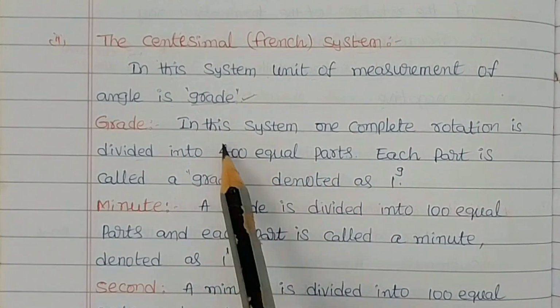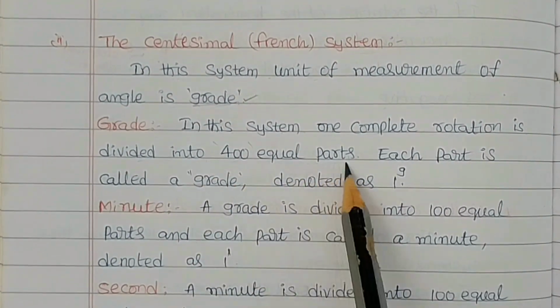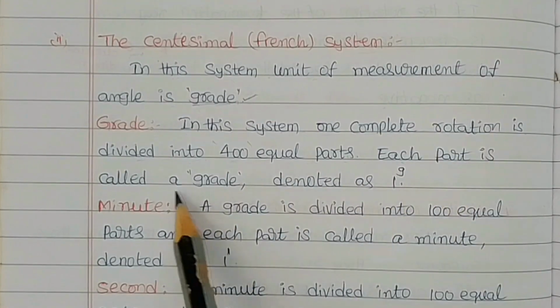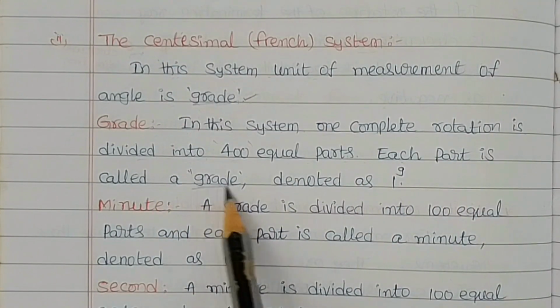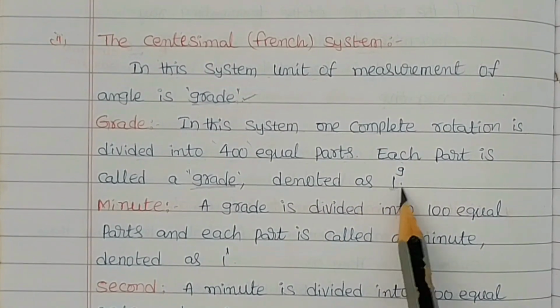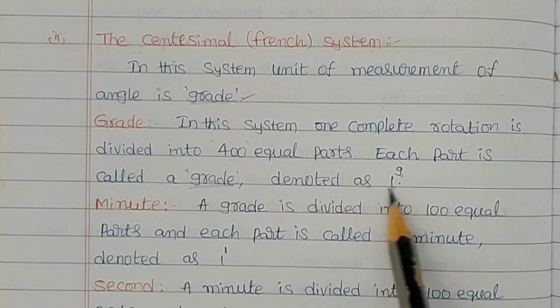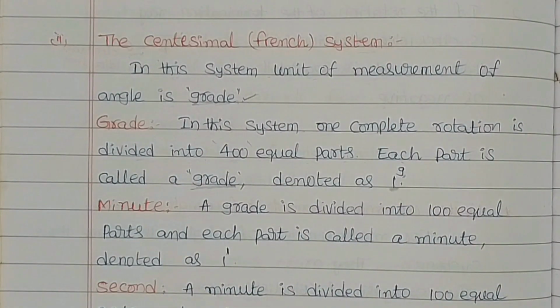In this system, one complete rotation is divided into 400 equal parts. Each part is called a grade. It is denoted by the grade symbol g, so 1 g means 1 grade.